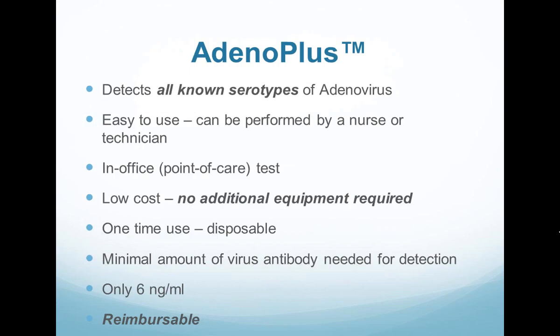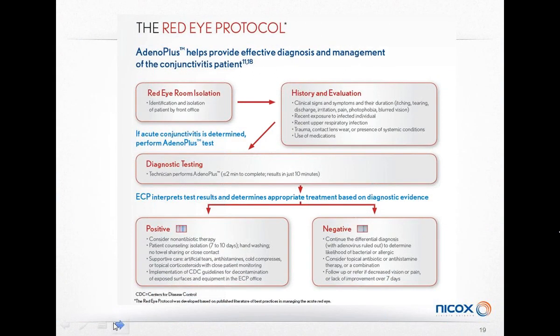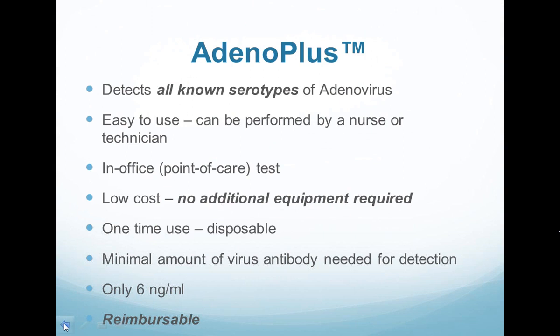Okay, so the next slide. You've got it. Detects all known serotypes, every single one, including the hemorrhagic and others. It's easy to use. We talked about it. I actually have my technician do these now in my clinic. They love it. They feel like they're getting to do something new. Very low cost. There's no additional equipment needed. It reimburses about $17 per use, so I don't lose anything on it. I gain a little, but mainly what I gain is efficiency.